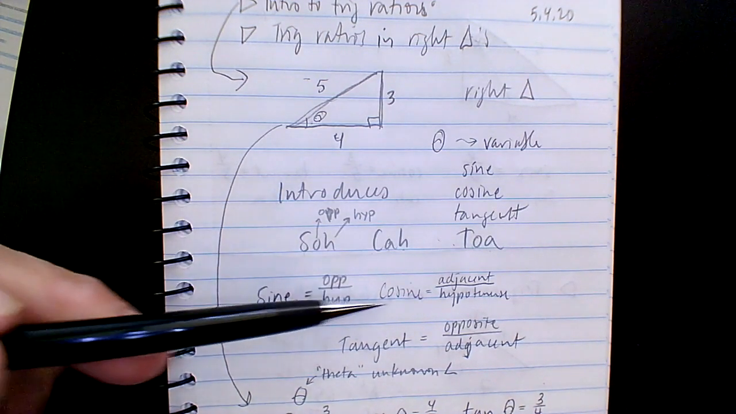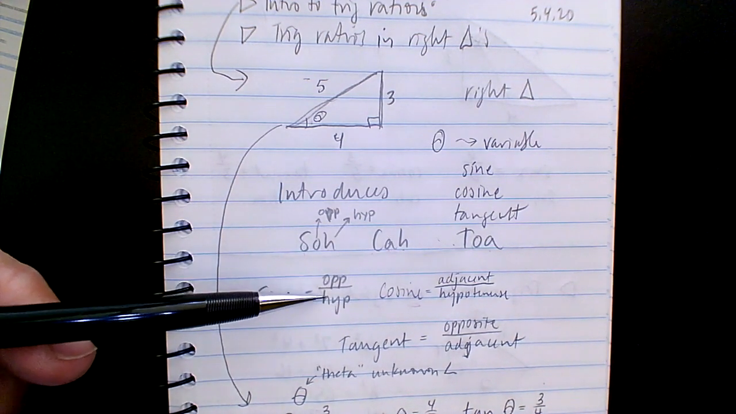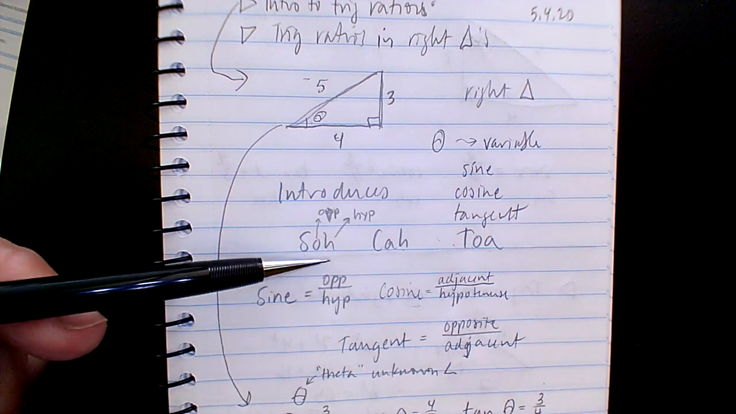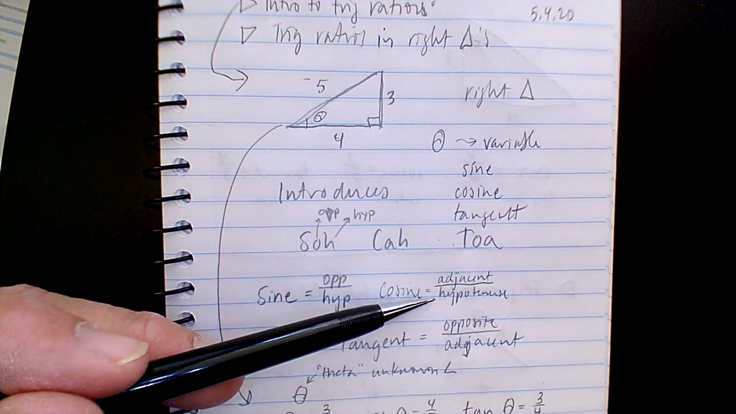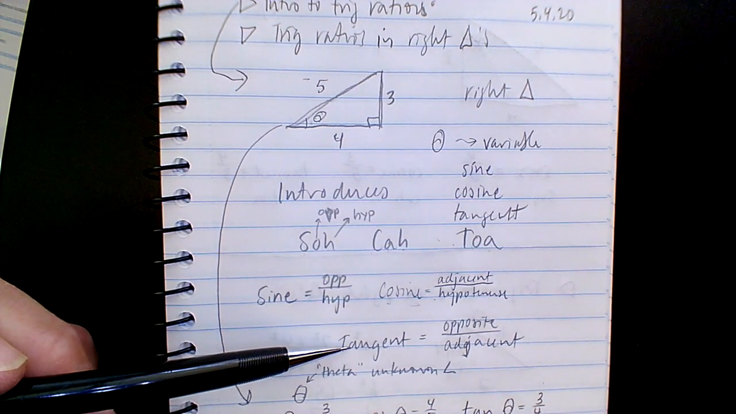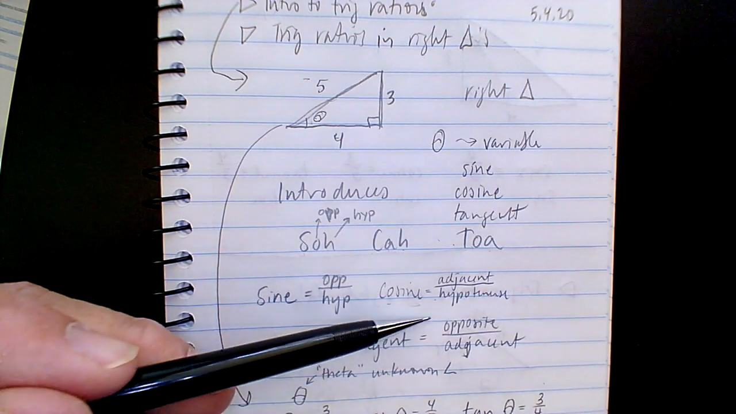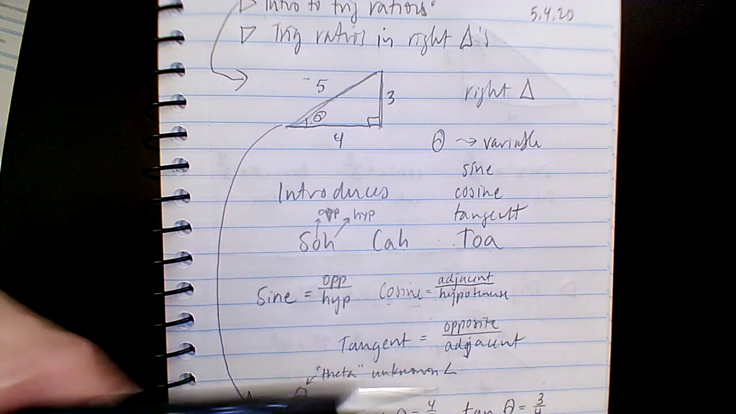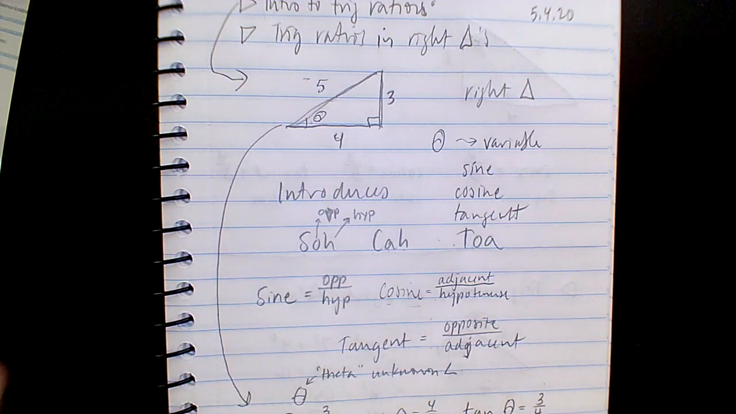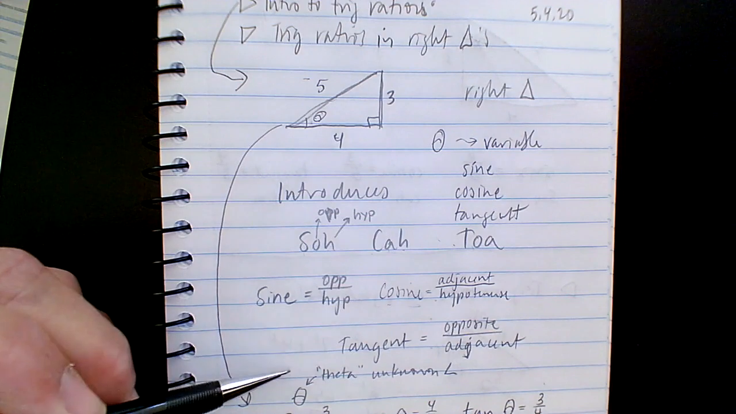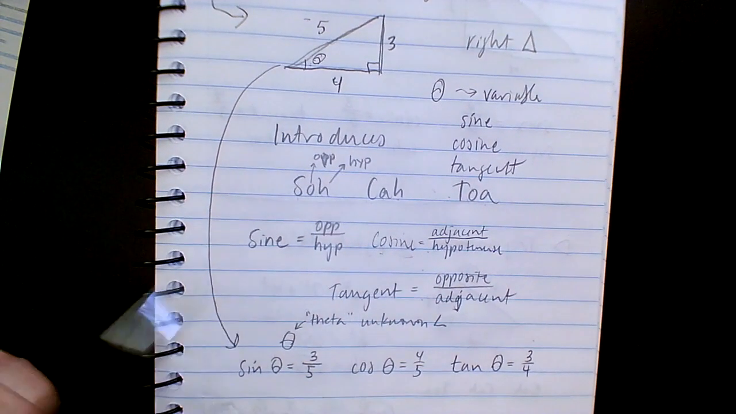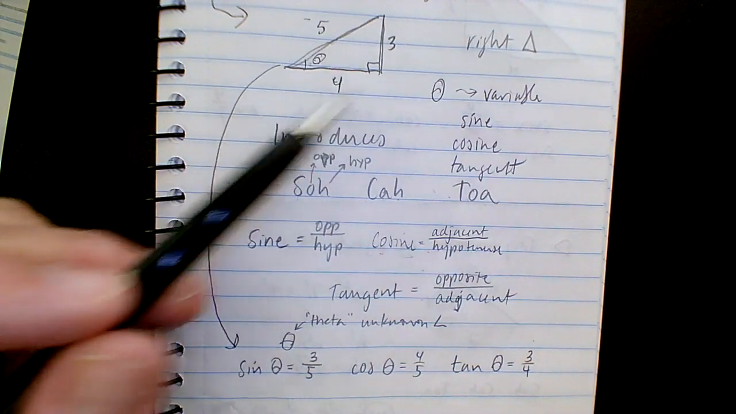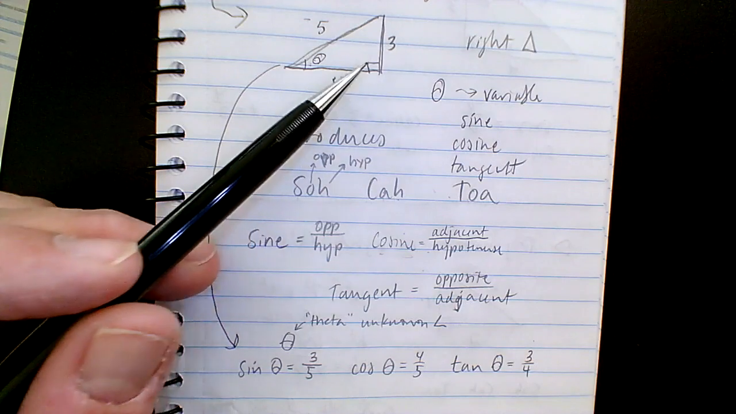Okay, so I've written all 3 of them out. Sine is opposite over hypotenuse. Ka is cosine is adjacent over hypotenuse, and toa, tangent, is opposite over adjacent. All right, these are the ratios that are going to help you figure out the missing angle, the theta, the unknown angle.